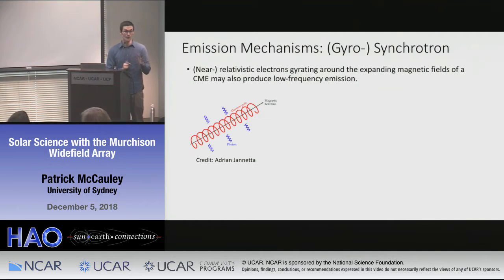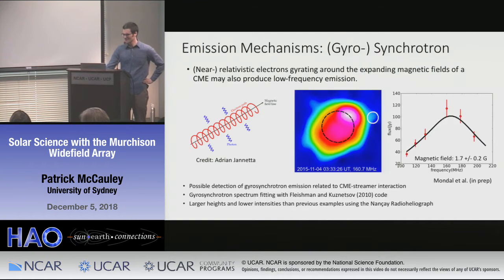There's really only been 4 or 5 instances of this known, and we think, or our collaborators in India think, that they have detected the first one of these types of events with MWA observations. And this would also be the first event that's not been observed by the Nançay radioheliograph. All the previous examples were with Nançay.